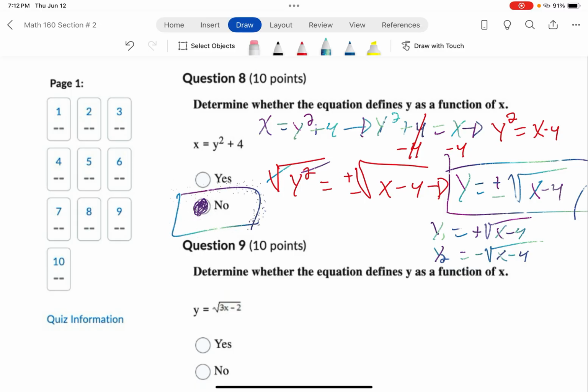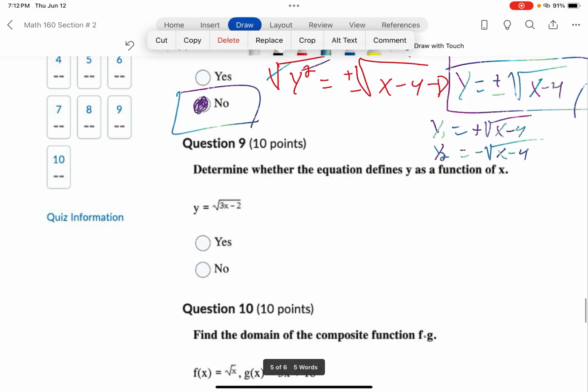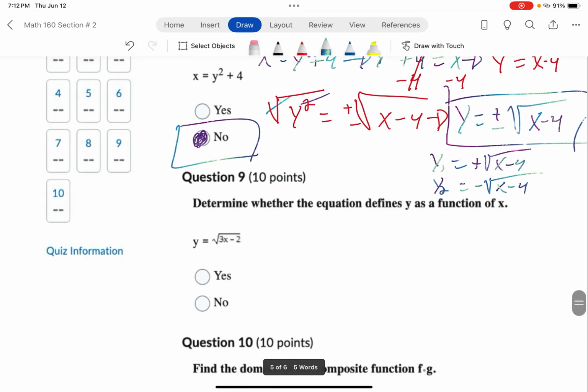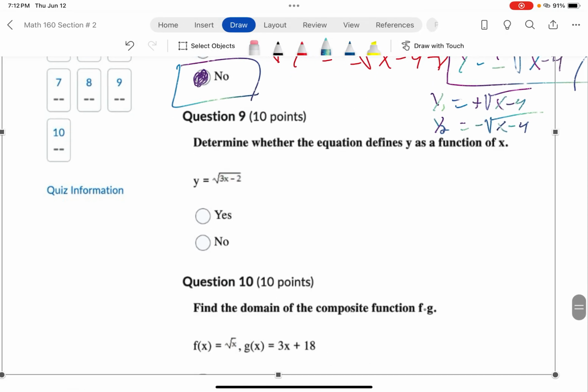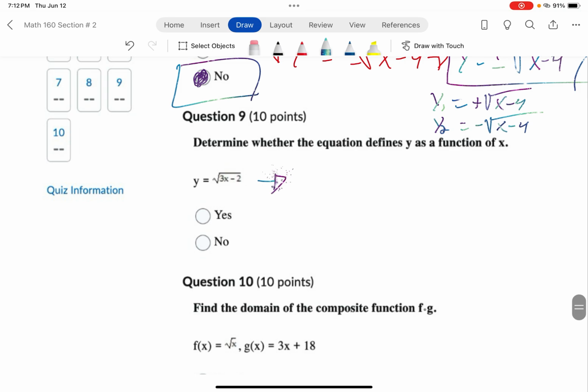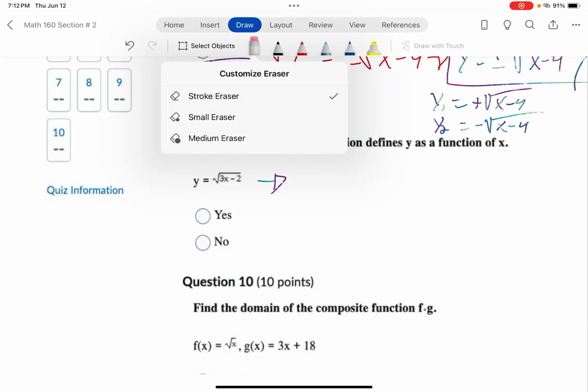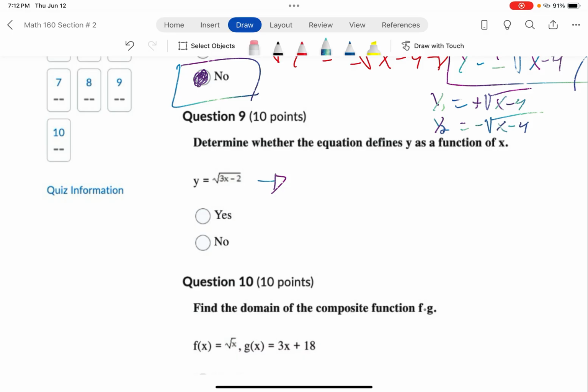No. Here you can see something so similar. Question number 9. But here you don't have to solve anything, right? Because you have your y on one side alone. When you have the y alone on one side, you don't have to solve anything because you're looking for y as a function of x, and y is already solved.